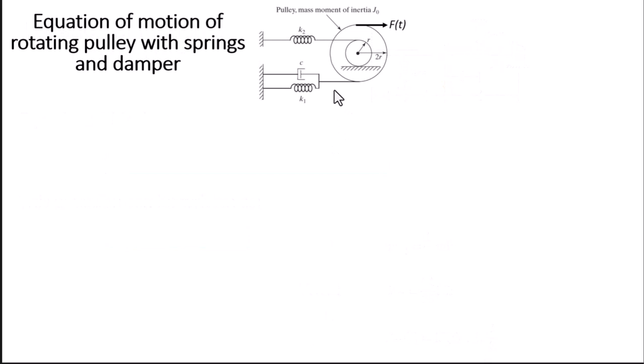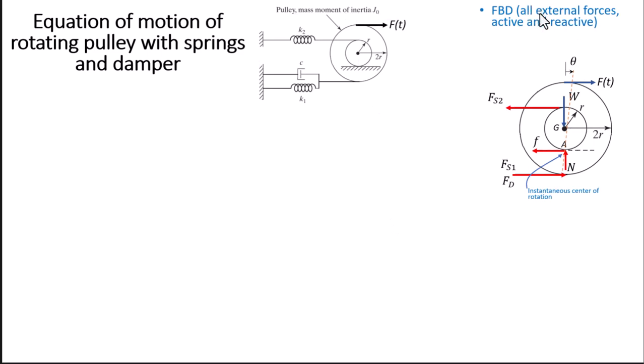In this example, we'll do the equation of motion of this pulley that is rotating without slipping at this point and has two springs, a damper, and an applied force at this point. The mass moment of inertia is given at the center of mass. In the free body diagram, we write all external forces, active and reactive. The active forces are the weight and the force applied at this point. Then we have the system rotating about A.